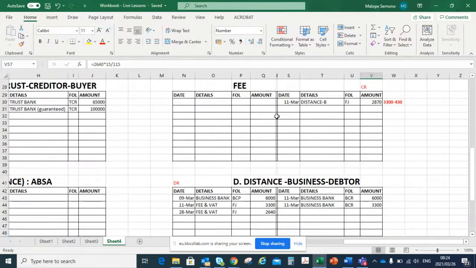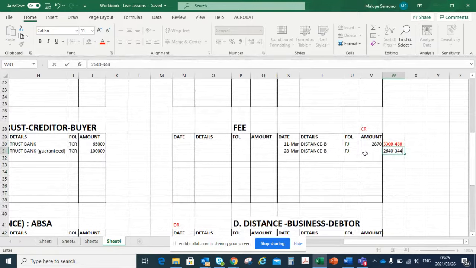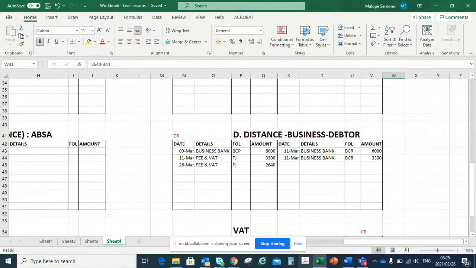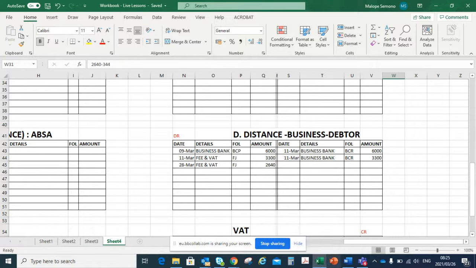And again, I must go to the fee. Remember, the same way on the 28th. Okay. And we have the distance. FJ, fees journal. Difference between 2,640 minus, it was how much VAT? 344. Okay. And then you have that amount. Can you see? Easy like that. You just have to follow whatever they are telling you to do. Okay, you need to make sure that you follow at all times.